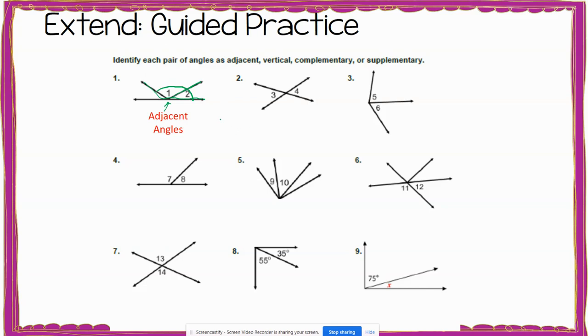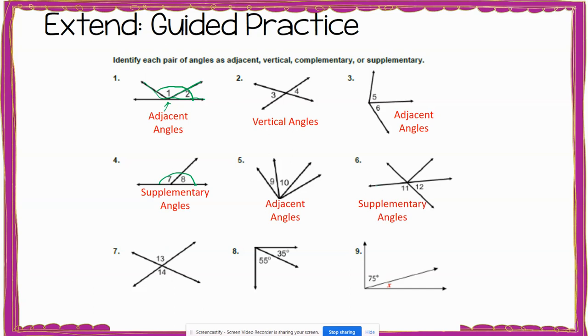For number two, those angles are vertical because they are opposite of each other and they're formed by intersecting lines. Number three is another set of adjacent angles. Number four is supplementary angles. I know that because they are on this straight line, so I know that this angle, when added to this angle, will give us 180 degrees. For number five, these angles are adjacent. For number six, these are supplementary.